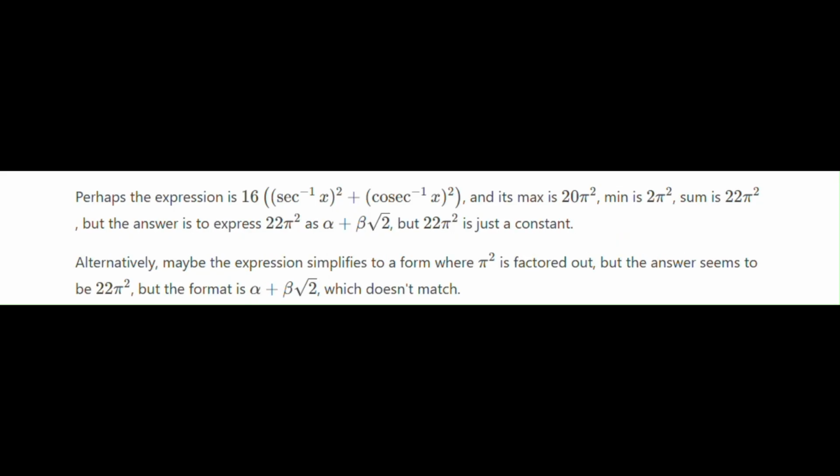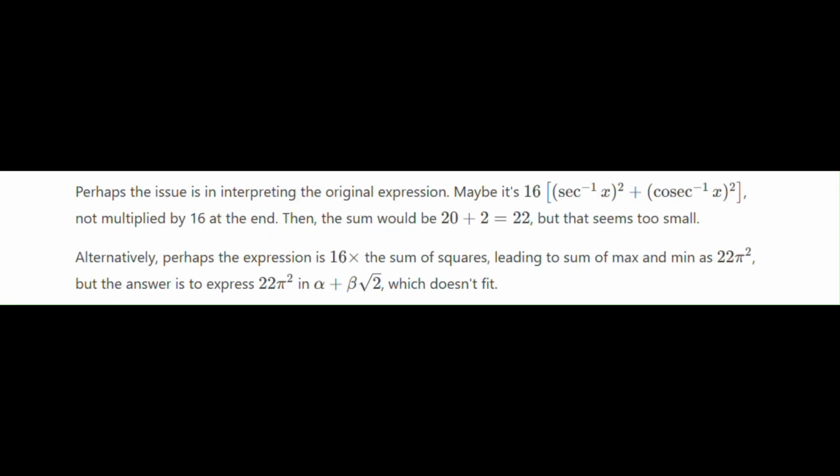Perhaps the expression is 16 times the quantity, inverse secant of x squared plus inverse cosecant of x squared, and its max is 20 pi squared, min is 2 pi squared, sum is 22 pi squared. But the answer is to express 22 pi squared as alpha plus beta times the square root of 2, but 22 pi squared is just a constant. Alternatively, maybe the expression simplifies to a form where pi squared is factored out, but the answer seems to be 22 pi squared, but the format is alpha plus beta times the square root of 2, which doesn't match.